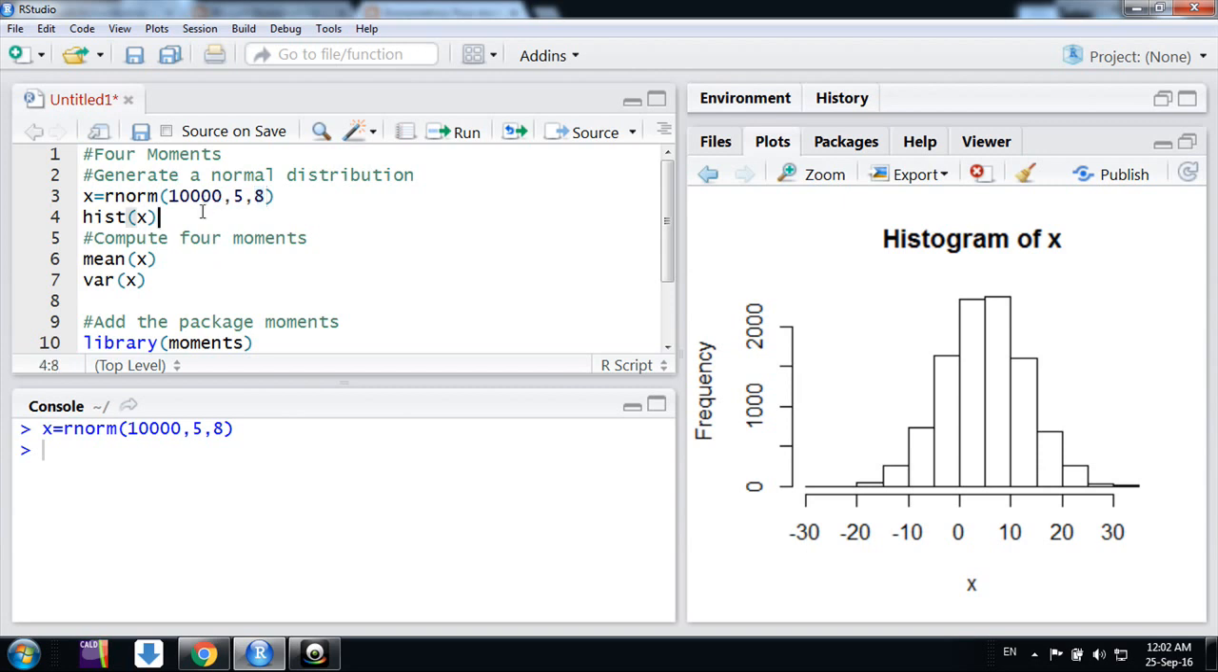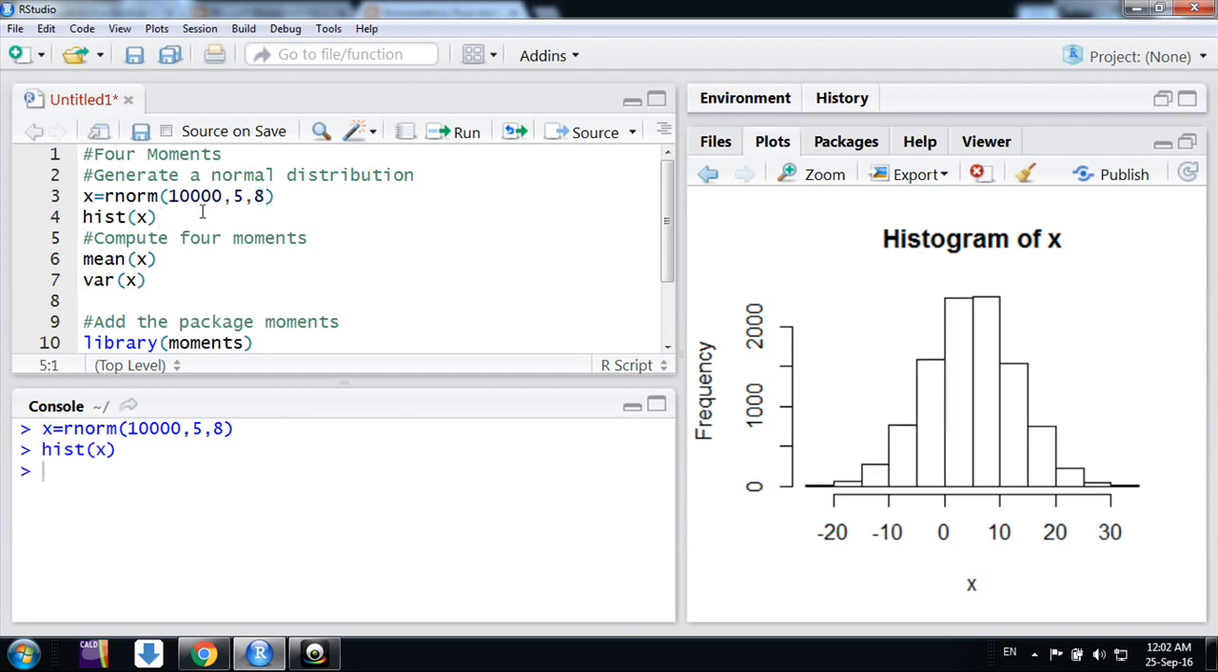Now I'm just making a histogram here. I already made it, so this is the histogram. It's a normal distribution. Now I want to check the mean of it. The four moments are there. First one is mean. How to compute the mean? The formula is simple: mean here. Enter. It's 4.85, because the expectation is 5, so it's almost 5 for these 10,000 observations.